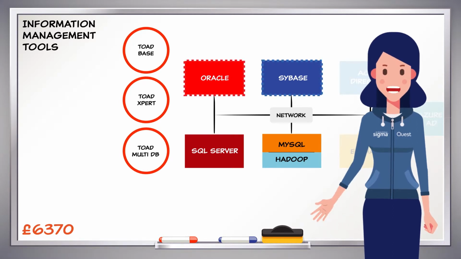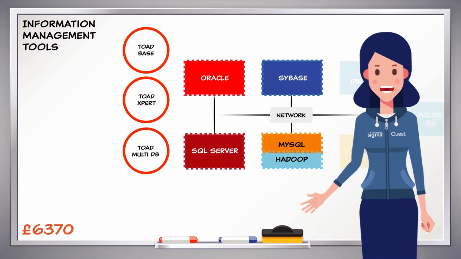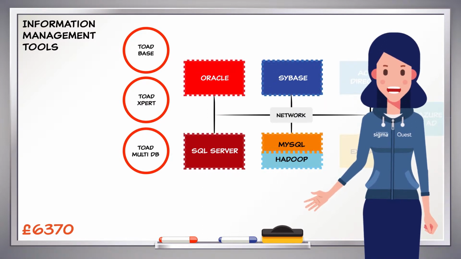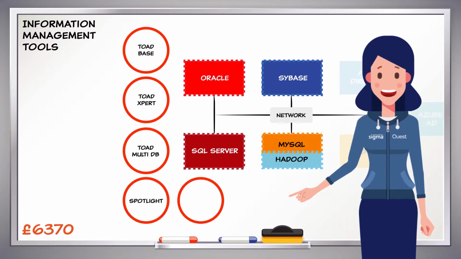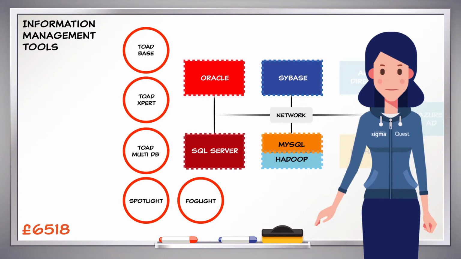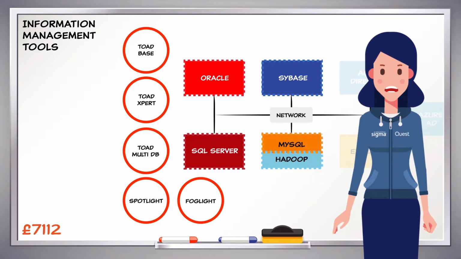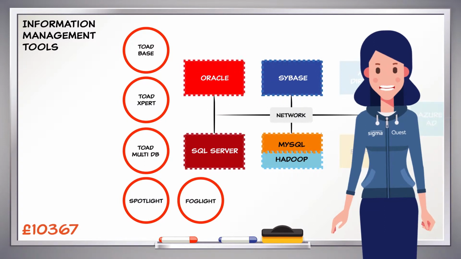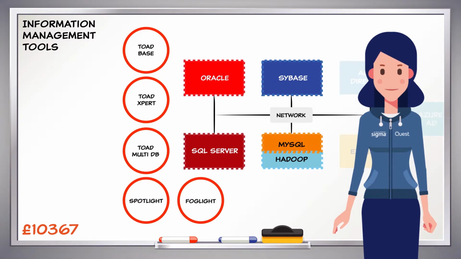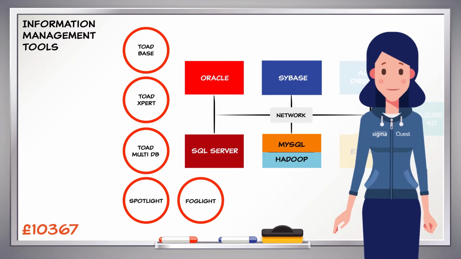So you're running Oracle and Sybase and SQL, maybe some Hadoop or MySQL. They are database platforms sitting on a network. If you're running a multi-database tool in those platforms, then you will want some degree of checking how those platforms are working and what the issues are with those platforms. This is where Quest Spotlight and Quest Foglight come into the mix. Spotlight will allow you to identify any issues within a specific database instance. Foglight will enable you to check any issues within the network that connects your databases together. These two tools, and Toad, make up 90% of information management tools.